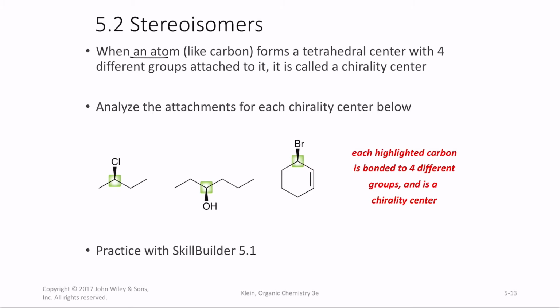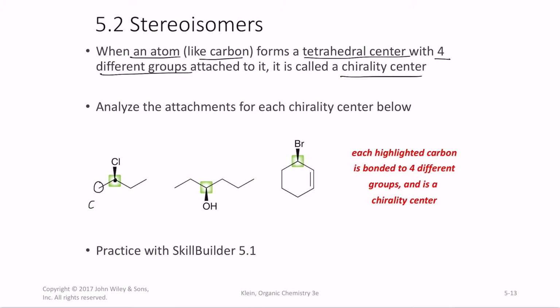So when you have a single atom like carbon, it generally forms a tetrahedral center. The tetrahedral center contains four different groups attached to it, then we call that a chirality center. For example, let's take a look at this molecule here, this carbon here.